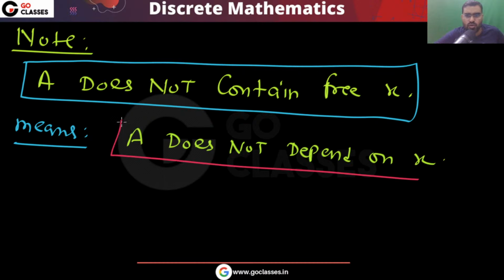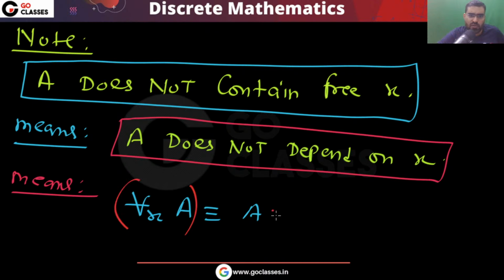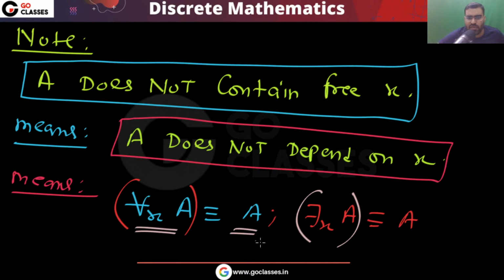So this A is unaffected by this. And this means that if I do for all x A, that will be the same as A. If I do this, that will be equivalent to A. So the quantifier on x cannot affect A. This will have the same truth value as A.